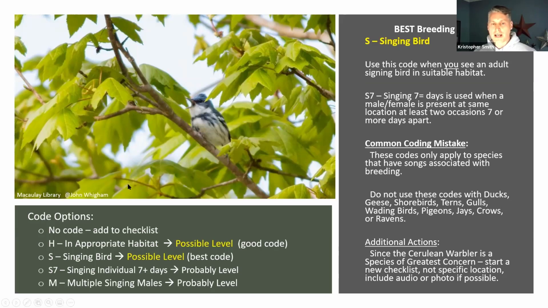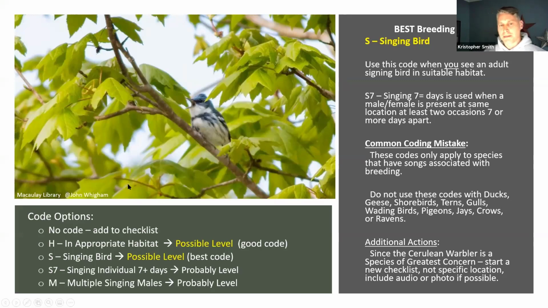So some common coding mistakes. These codes only apply to species that have songs associated with breeding. Do not use the singing code with ducks, geese, shorebirds, terns, gulls, wading birds, pigeons, jays, crows, and ravens. All right. So only use the singing birds for the birds that have songs that are associated with breeding.